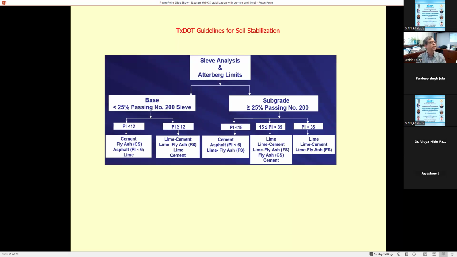Also, the Texas DOT has a similar type. The basis is sieve analysis and the Atterberg limit test.